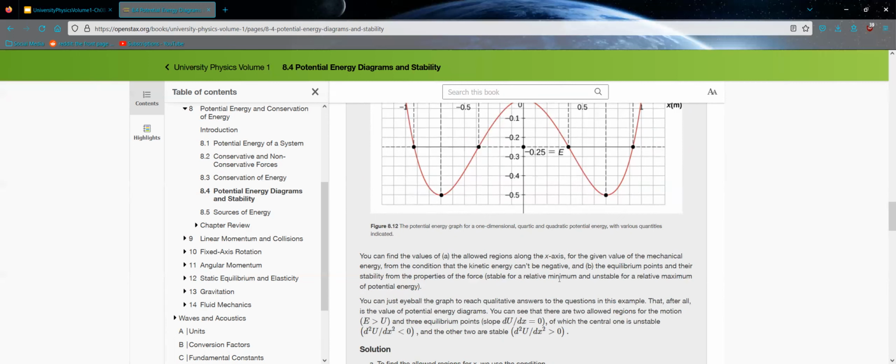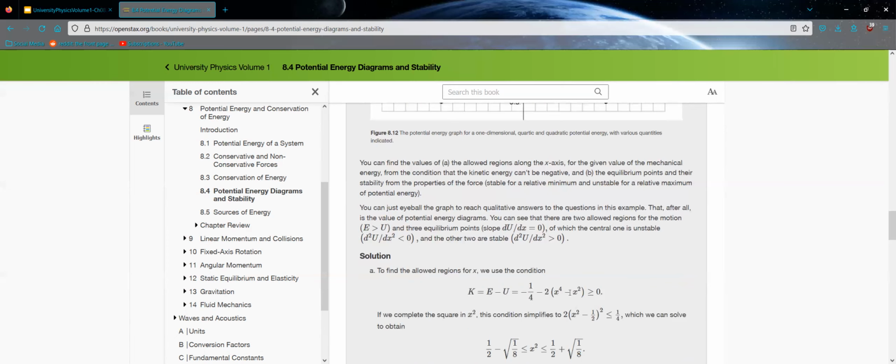Well, kinetic energy is proportional to mv squared, right? You can't have a negative velocity because it's squared. You can't have a negative mass by definition. So that gives you your allowed values of mechanical energy. And given the equilibrium, you can also find equilibrium points and the stability from the properties of the force relating to the minimums and maximums of the potential energy.